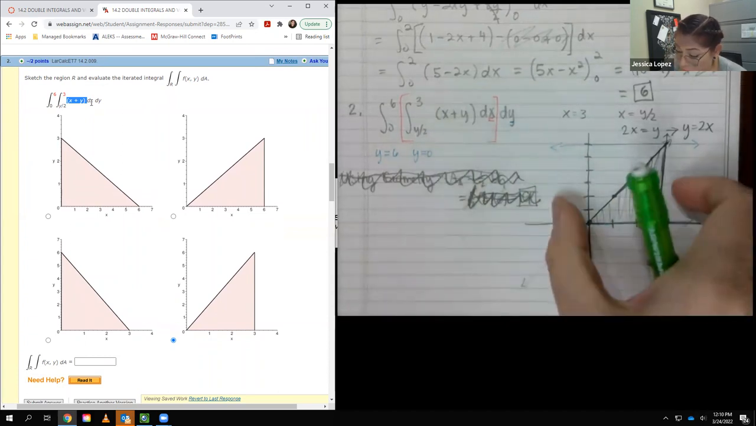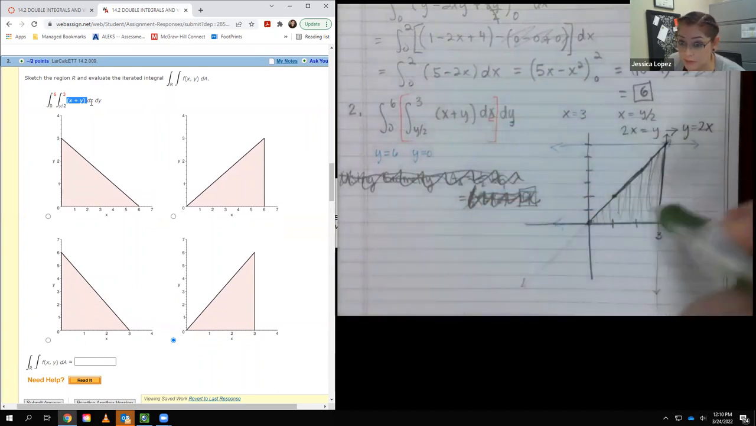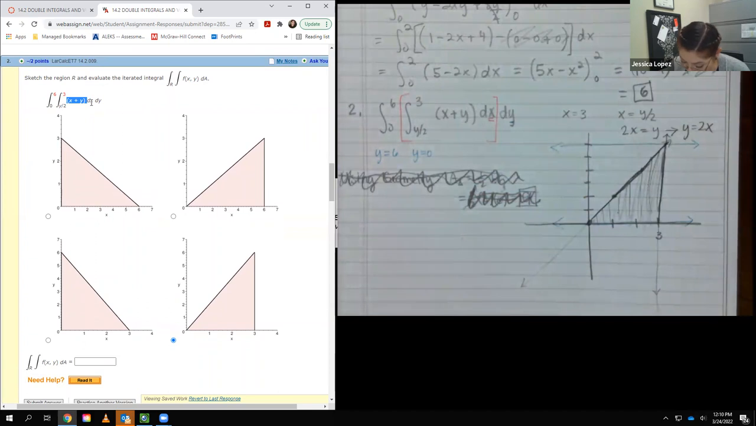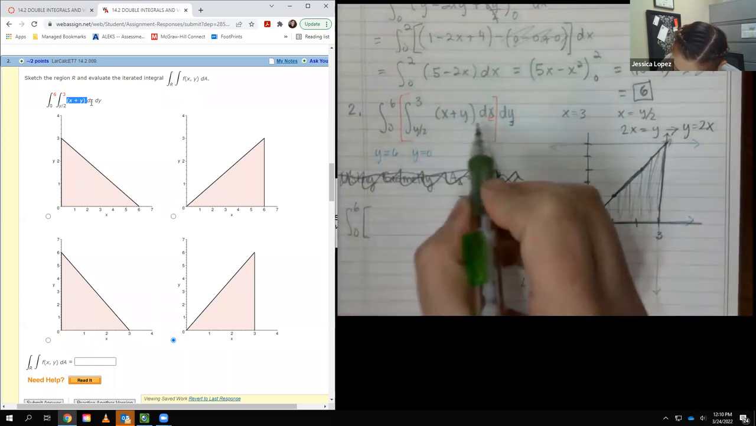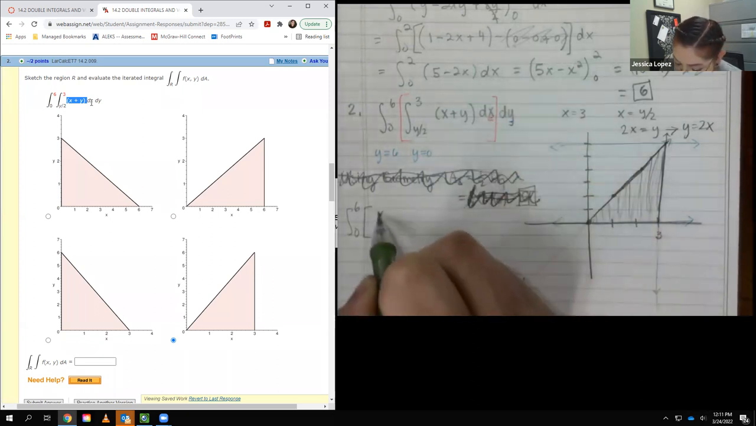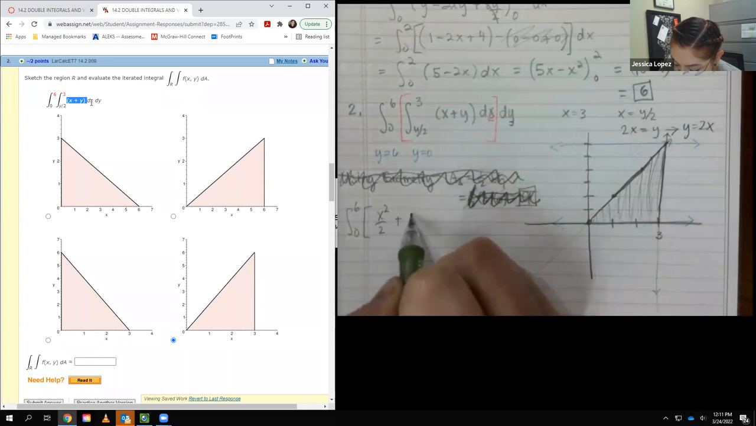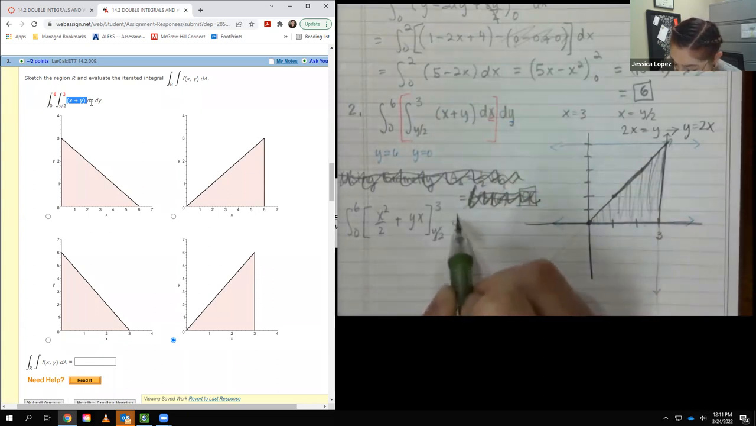Because remember, you have a 3-dimensional figure coming off of this region. This region is just bounding your 3-dimensional figure, okay? So we actually have to integrate that 3-dimensional figure, the x plus y. So let's do the actual integration. 0 to 6, and then my variable is x. So this is x squared over 2 plus y times x from y over 2 to 3.